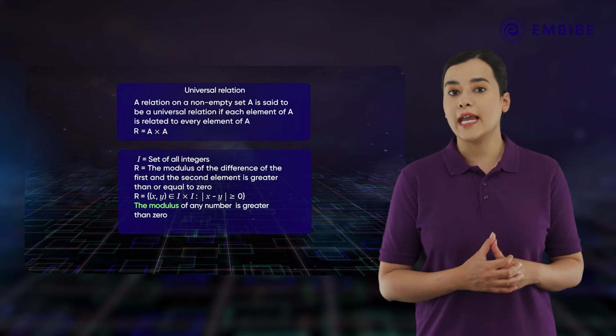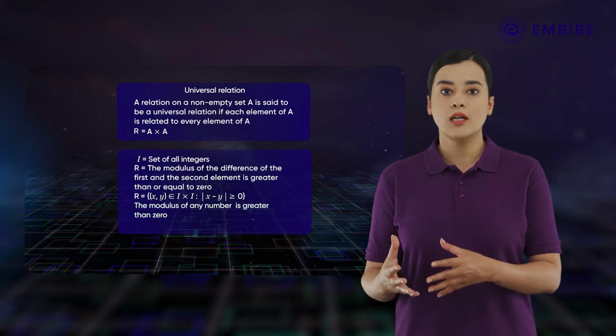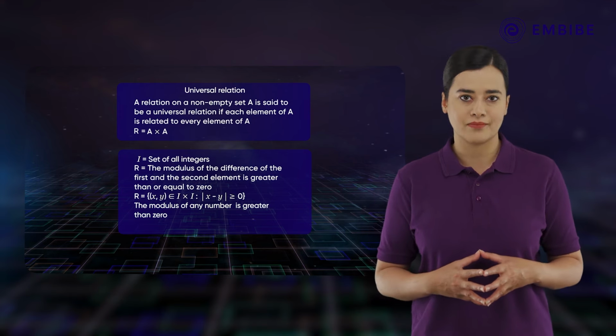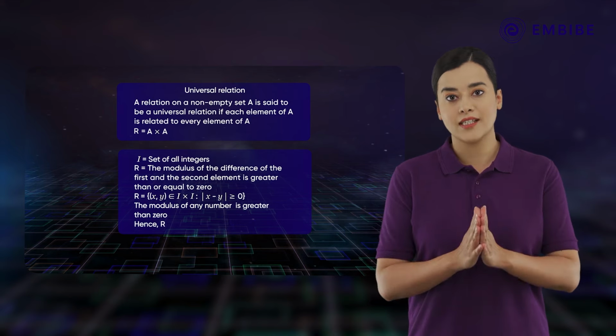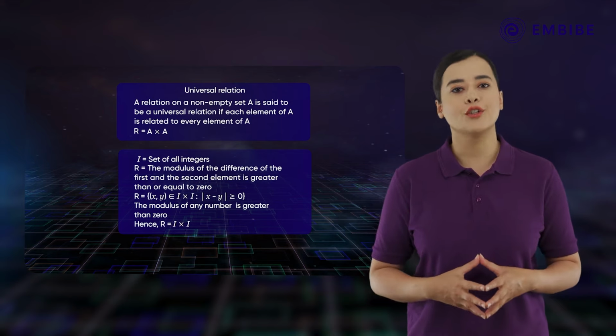Since the modulus of any number is greater than or equal to 0, the relationship is satisfied for any two integers. Therefore, R is equal to I cross I and it is a universal relation.